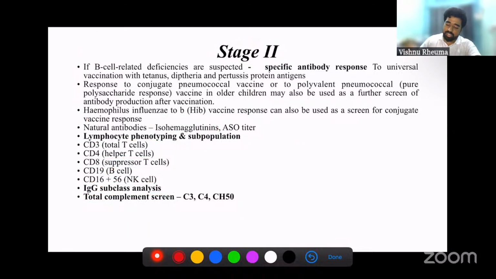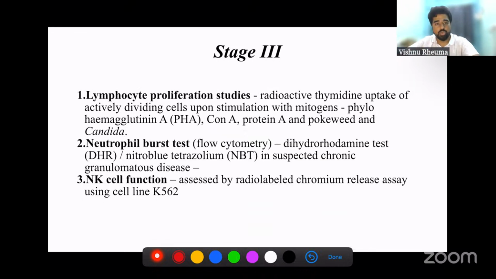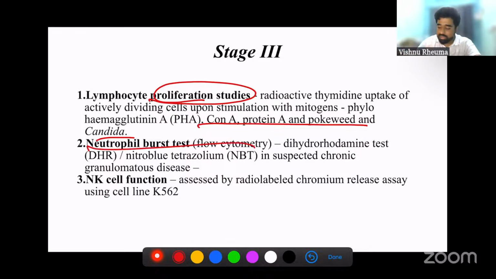Like that, you'll basically see all the phenotypes, subpopulate these cells, and check for the amount that is there. So these are your main ones: vaccine responses, IHA, isohemagglutinin, TBNK profile, and your basic complement test that is there in your stage 2. Stage 3, you go slightly deeper. You give special antigens and see lymphocyte proliferation. You're giving some special, external antigens, and you're seeing how the lymphocytes are proliferating. Neutrophil burst we discussed, DHR and NBT, that will be seen for your phagocytic abnormalities.